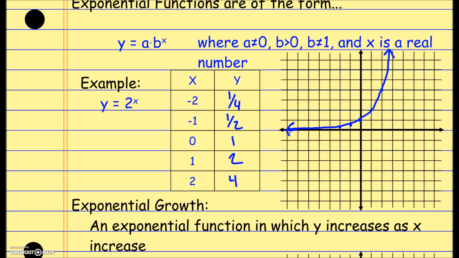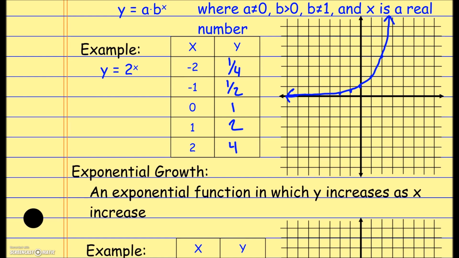So this is an example of an exponential function, and really, more specifically, it's an example of exponential growth. Exponential growth is essentially when the function increases from left to right. All right, so an exponential function in which y increases as x increases, really that's just saying it's increasing from left to right. The function is increasing the entire time. When we talk about increasing versus decreasing, we always go left to right. This one is always increasing, so it's an exponential growth type of function. So this is an example of exponential growth.